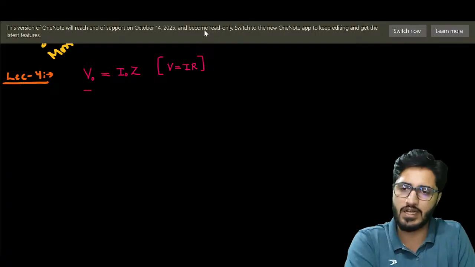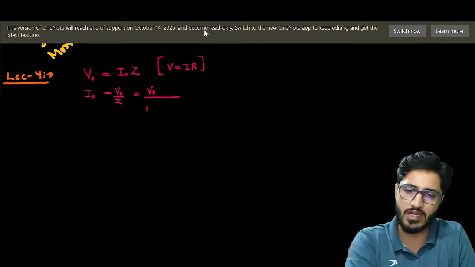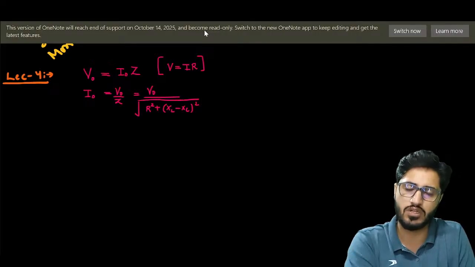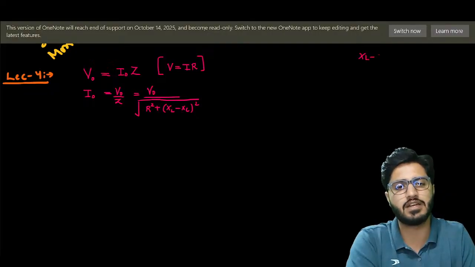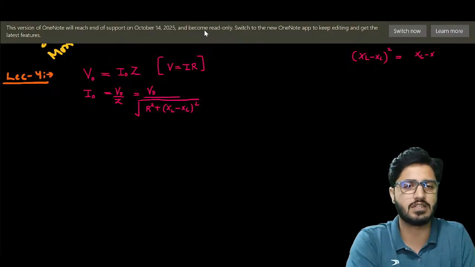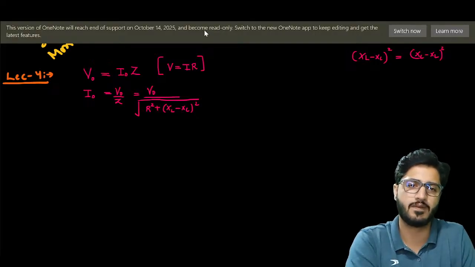So how to write I naught now? I can write I naught as V naught by Z. What is Z? In a system, I can write Z as the square root of R square plus (XL minus XC) whole square. It is not compulsory to write XL minus XC; it could be XC minus XL also. There is no difference between the two terms, because we are squaring, and in squaring we don't consider the sign.